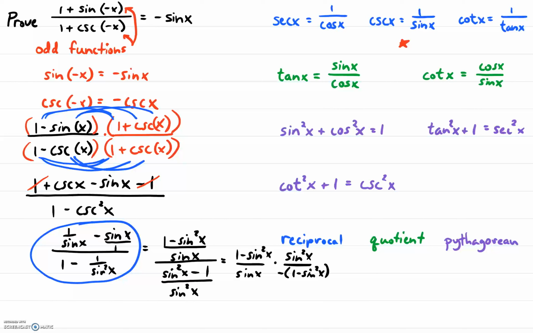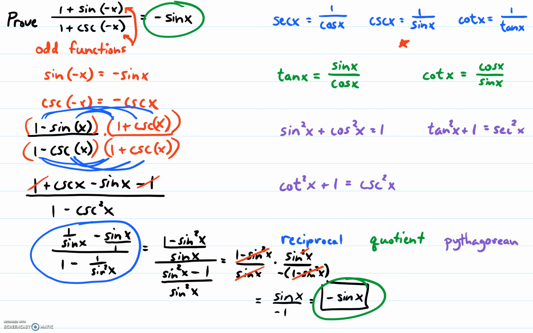And the reason I'm doing that is because now we have everything being multiplied together. We have a 1 minus sine squared, 1 minus sine squared. We have a sine squared on top, which will cancel with one of the sines on bottom. And all we have left over is sine x divided by a negative 1, which is the same thing as negative sine x. And that's it. That's what we wanted to match back here in the beginning. Those two things now match.